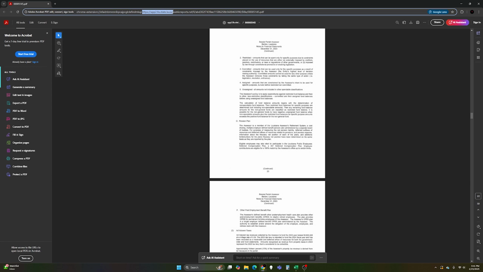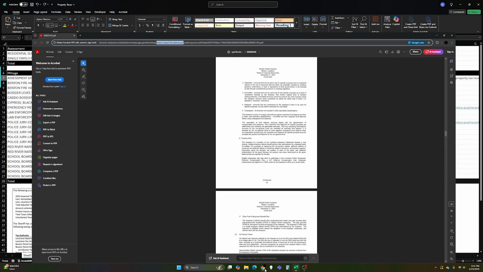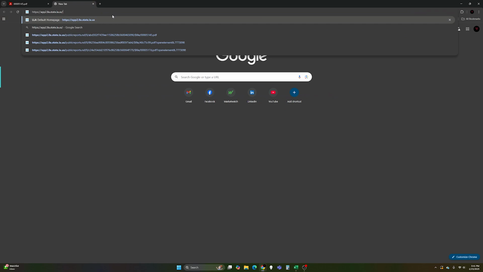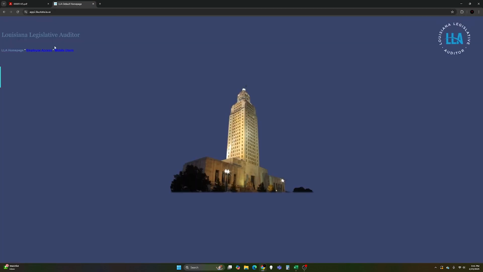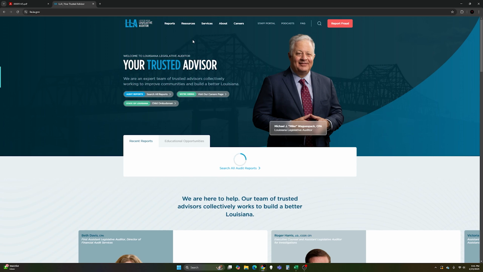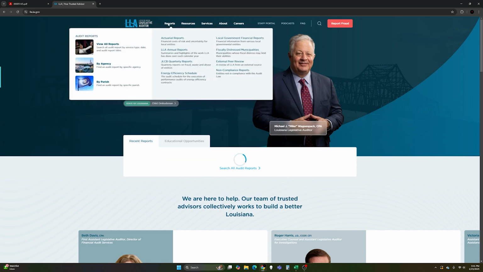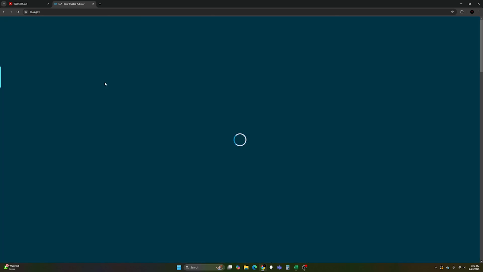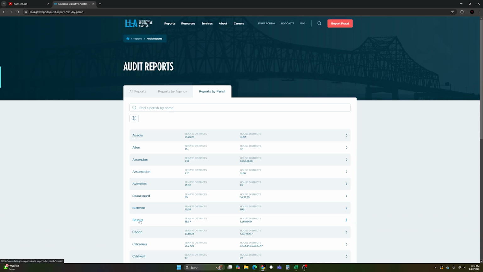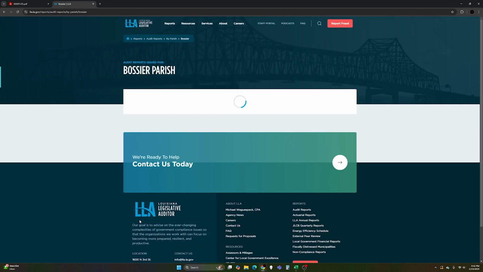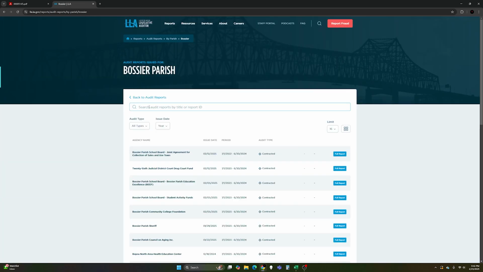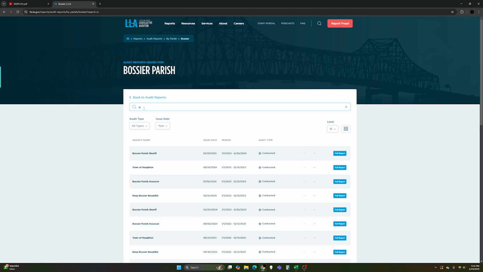But let's say you didn't want to do that. So let's go directly to the website here. So this is what the homepage looks like. You can go to reports by parish, and then from here, you can go to Bossier. And then you can type in what you're looking for. So we can go to Assessor, Bossier Parish Assessor.